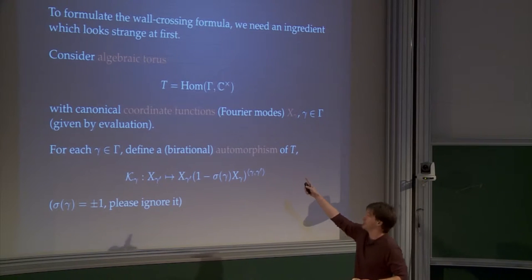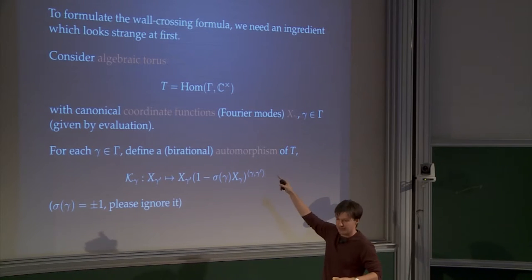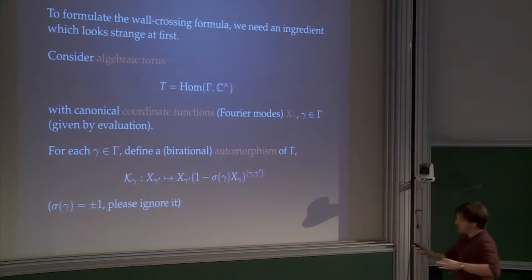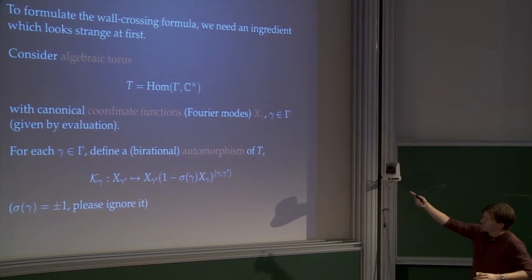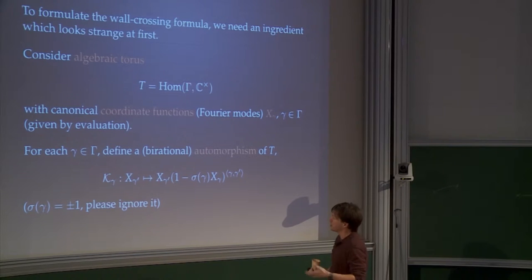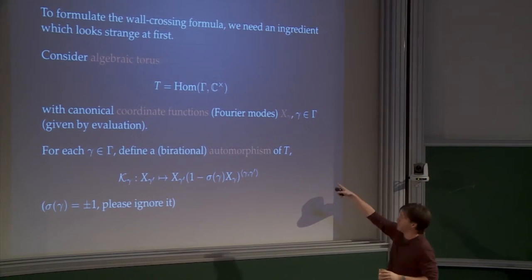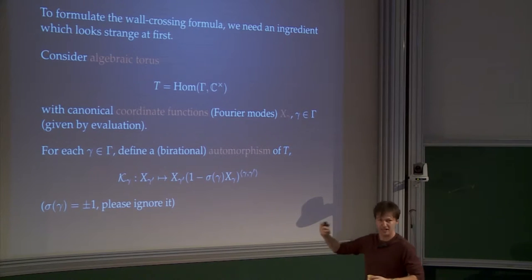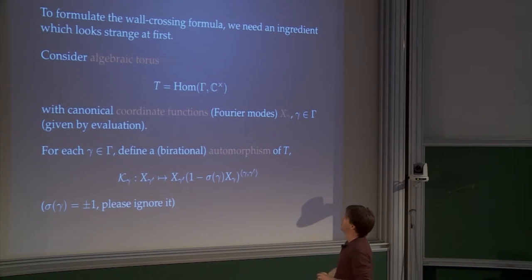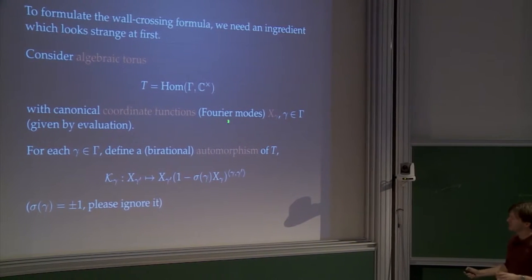So another way of thinking of this is that it's representations of... I'll come to it later. Gamma is the first homology of the spectral curve. So this torus, it's C star to the n, but the way we present it here, its canonical coordinate functions are labeled by choices of gamma. So for every gamma, we get a kind of Fourier mode along this torus, a C star valued function that you just get by evaluation. Okay, so we're supposed to think about this torus.